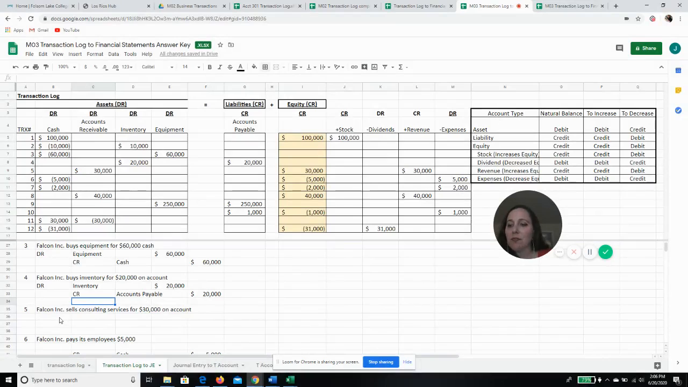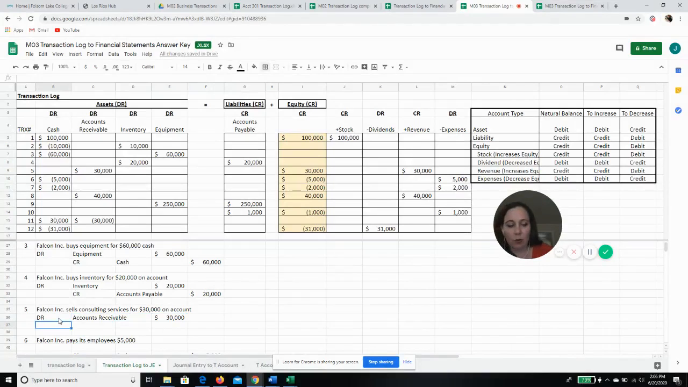All right, transaction 5, Falcon Inc. sells consulting services for $30,000 on account. So in transaction 5, I increased accounts receivable. Accounts receivable is an asset, and I increase an asset with a debit. So I'm going to debit accounts receivable, and that was $30,000.